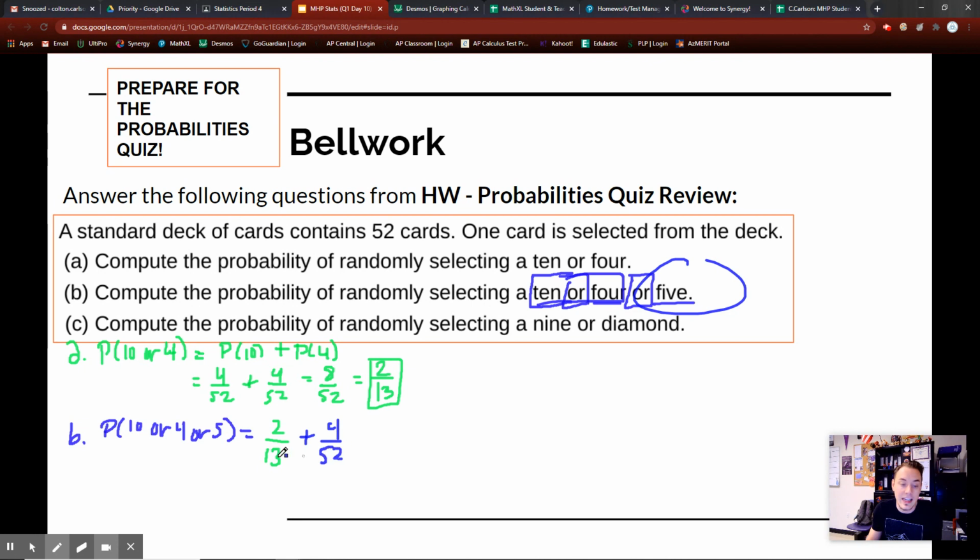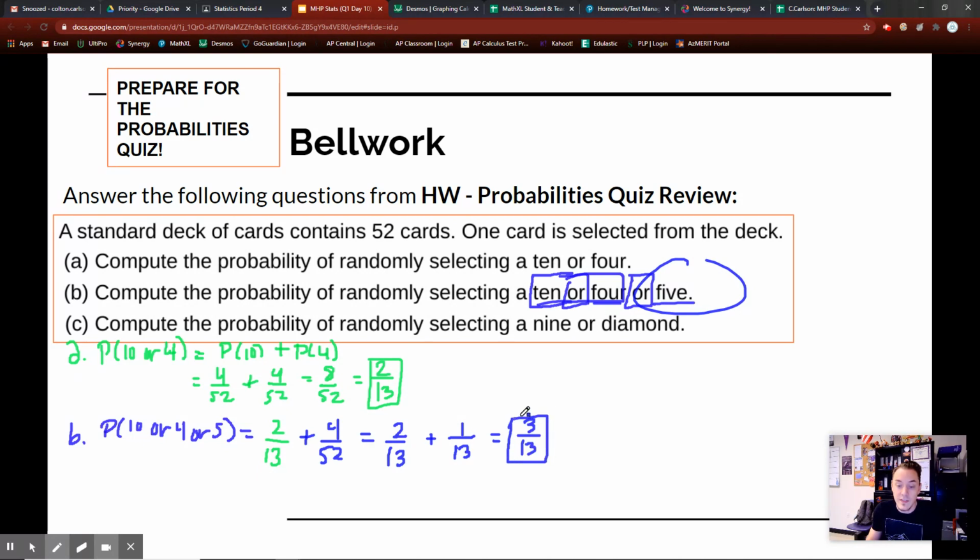Now, obviously, I can't combine these right now because they don't have common denominators. But I can combine them shortly. I can combine them either by making a common denominator or simplifying the 4 out of 52. So I'm actually going to simplify the 4 out of 52. Divided by 4 is just 1, and 52 divided by 4 is 13. So then that is 1 plus 2, which is 3 out of 13.